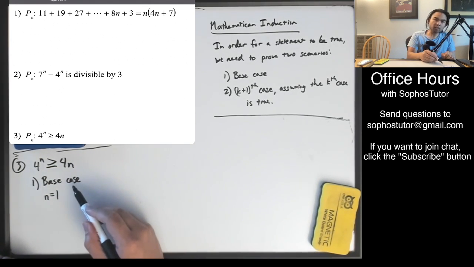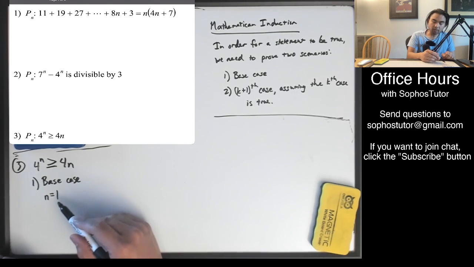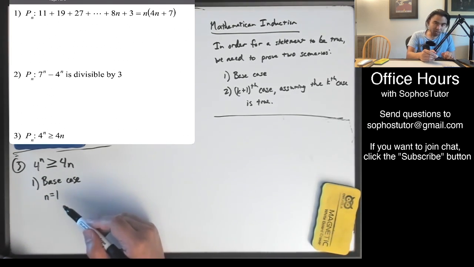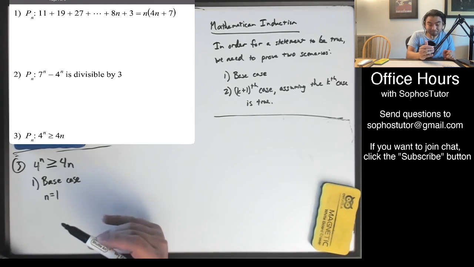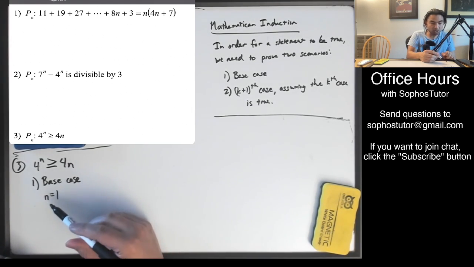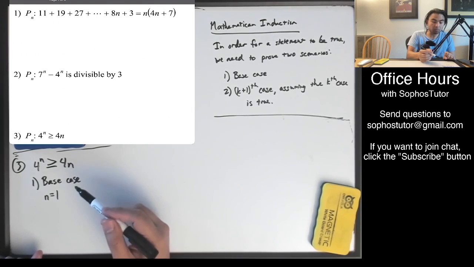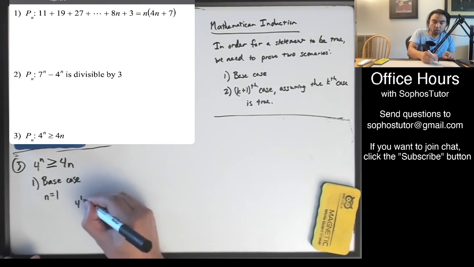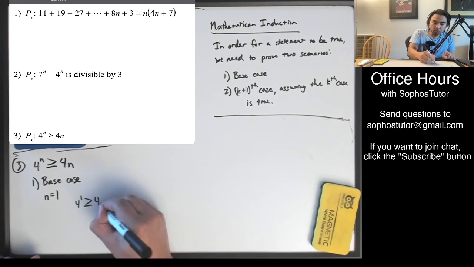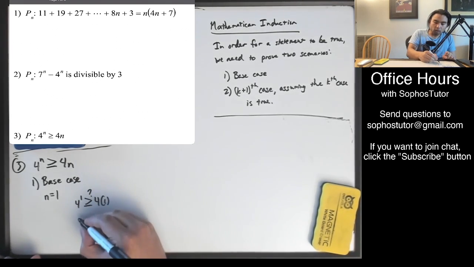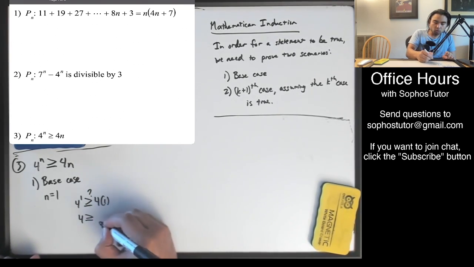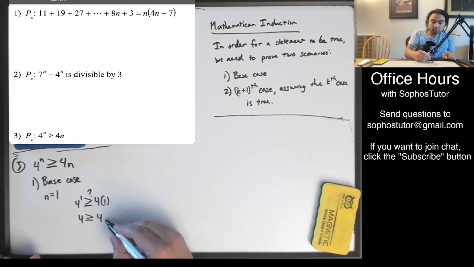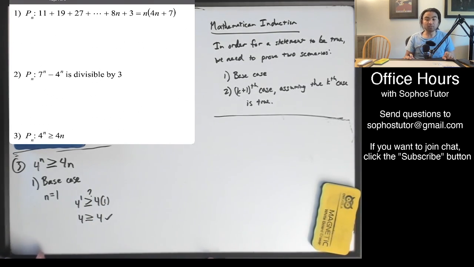They really should specify actually what the values of n should be. Sometimes n equals 0. Could it be n equals a negative number? Maybe. I honestly don't know, but it should be specified in this problem. But I'm going to assume that n is supposed to equal 1. Okay, is 4 to the 1 greater than or equal to 4 times 1? Well, 4 is greater than or equal to 4. And that is definitely true.